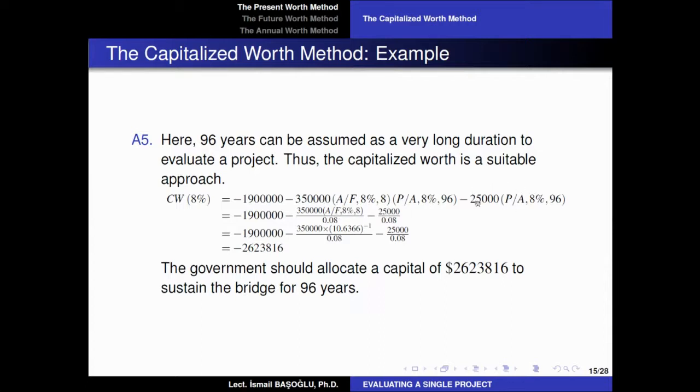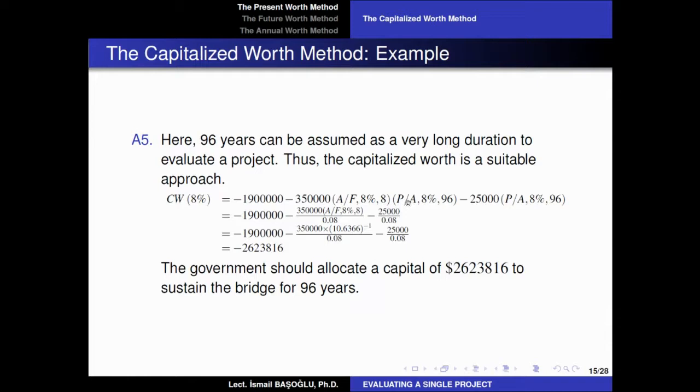Now, we are going to do the same here, but here, this upkeep cost of $25,000 is directly multiplied with the uniform series present worth factor under 8% interest rate for 96 years. Now, we need to evaluate that part, and that part, so this $350,000 multiplied with the sinking fund factor is evaluated here.